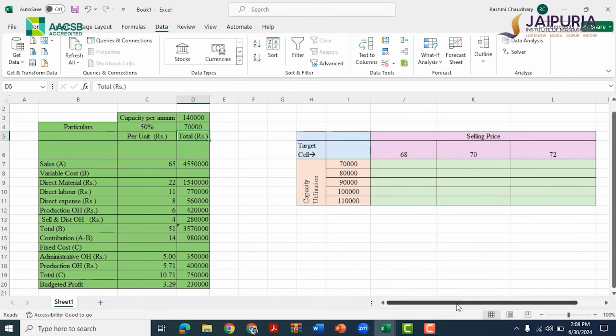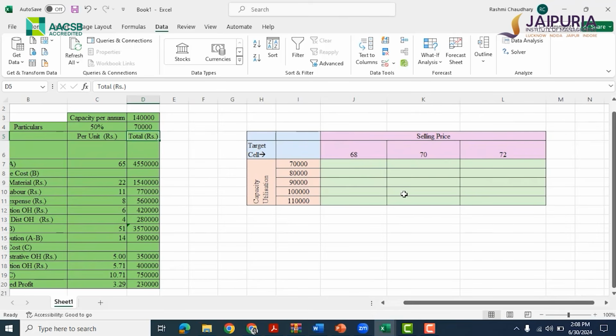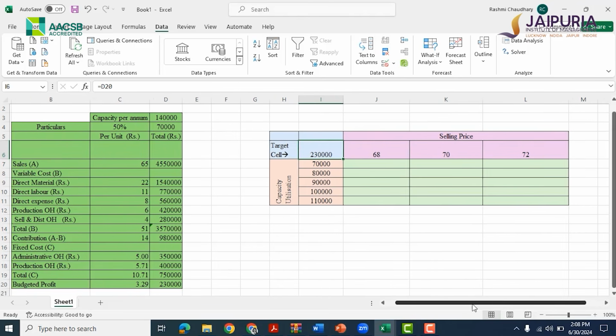So, for example, I've already made a table here wherein I want to change the capacity utilization. That is, suppose my number of units sold are 70,000, 80,000, 90,000, so then what will be the figures of the target cell? Target cell will be my profitability. So, what I'm doing here itself is pressing equal to, and the target cell is mentioned here. So this is the target cell, what profitability you want, and by changing the capacity utilization, and at the same time by changing the selling price of the units.